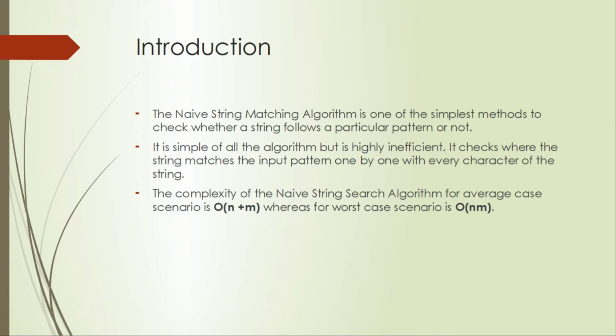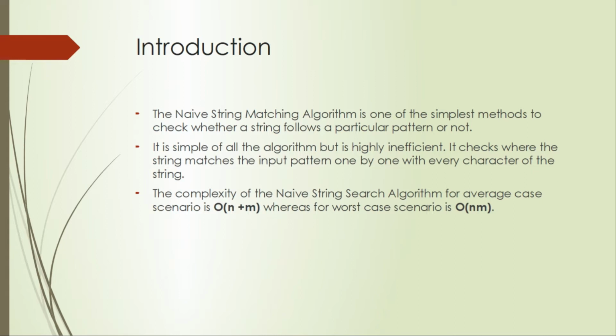Since it is brute force, it employs a straightforward approach for matching a particular substring. It is the simplest of all the algorithms that are present, but it is highly inefficient. Why is it highly inefficient? Because it checks the pattern present inside that string character by character. One by one, every character present in that text is checked, and that is why it is highly inefficient.